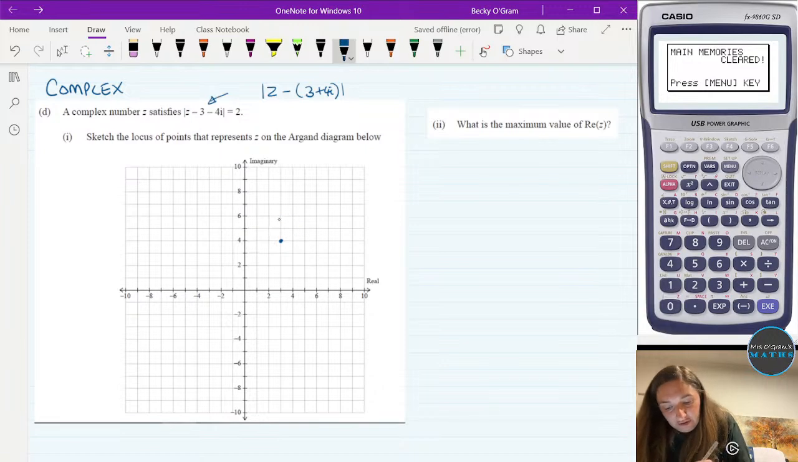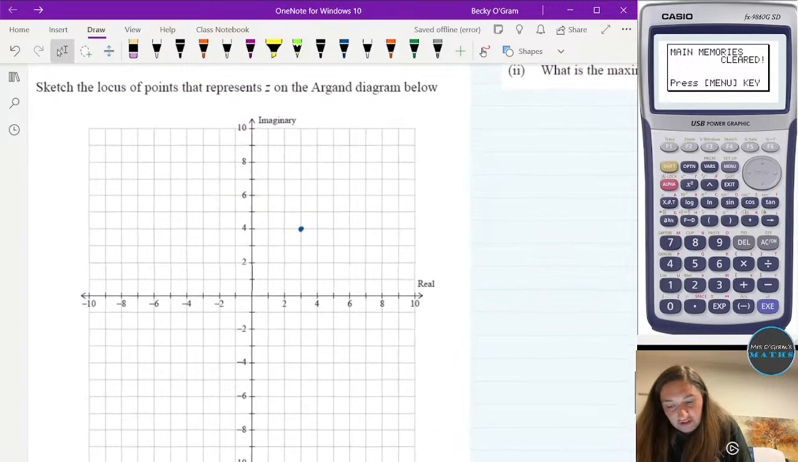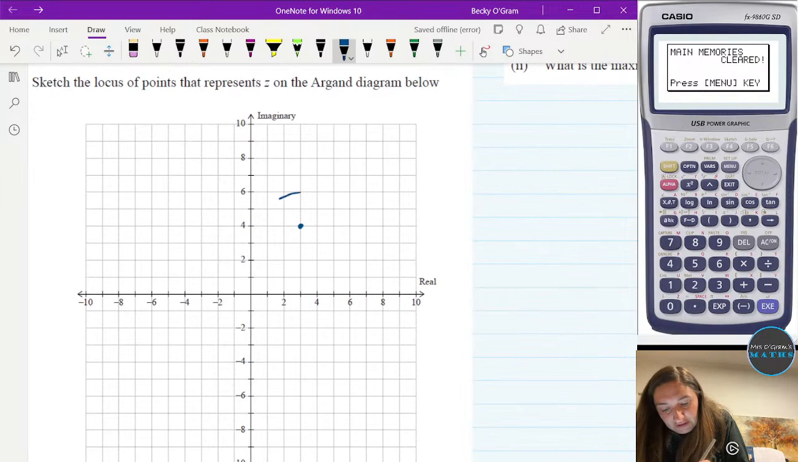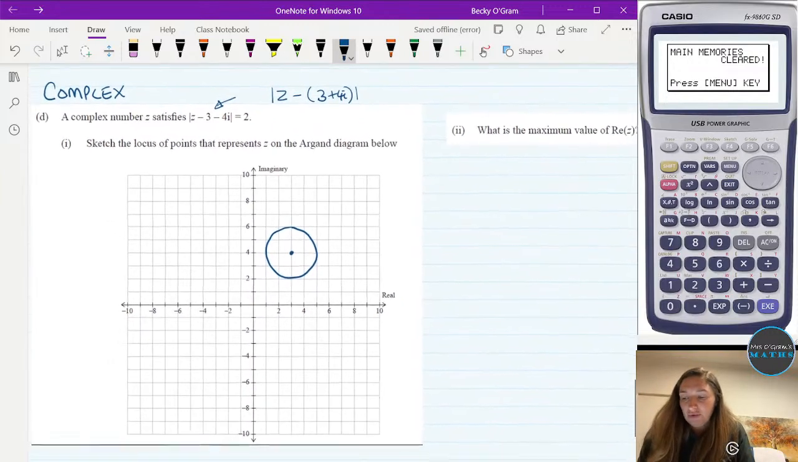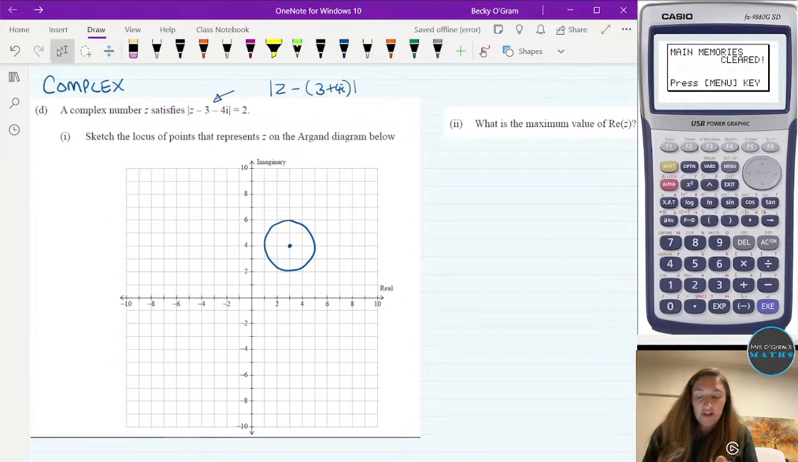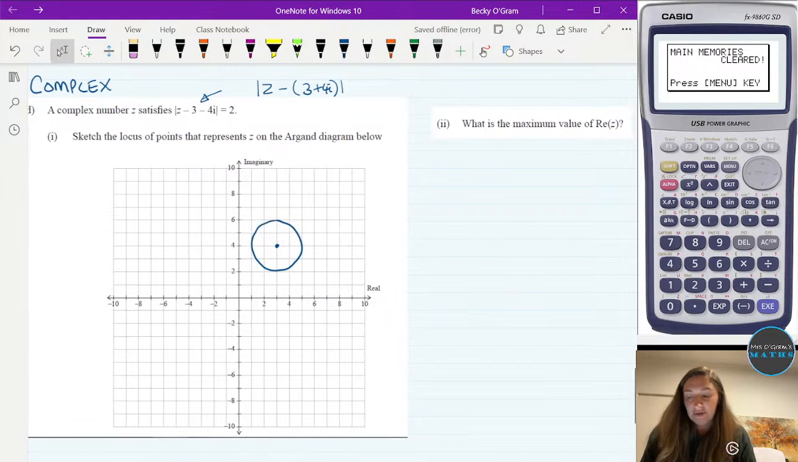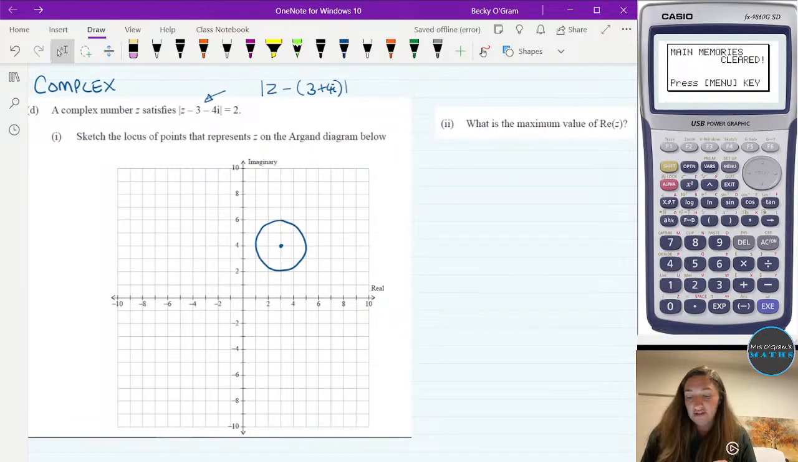Let me see if I can make that drawing just a little bit better. Here we go, so it's super clear. This is a circle with radius 2. You want to make sure there's no ambiguity in the way that you've drawn something. If you're really terrible at drawing, write out at the side: circle radius 2, centre 3 plus 4i, to make it super clear to your examiner what you mean.